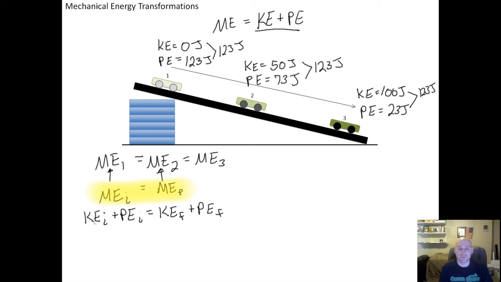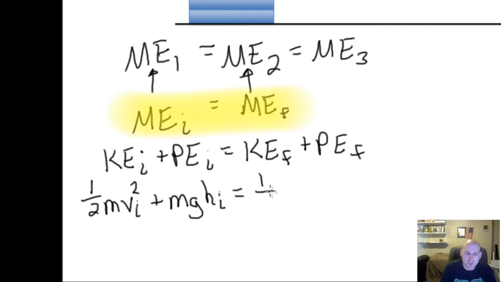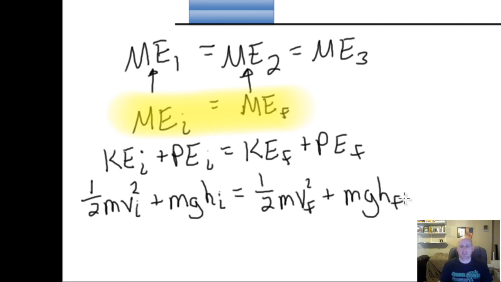And then likewise, I can actually move these even further into their components, where my initial kinetic energy is going to be 1/2. Well, my mass doesn't change. Instead, it's just the velocity that's changing. So my initial velocity squared plus my mass and the acceleration of gravity doesn't change, but my height changes. So that's going to be my initial height equals 1/2 my mass times my final velocity squared plus my mass times the acceleration of gravity times my final height. Okay, so there's my equation in this situation.